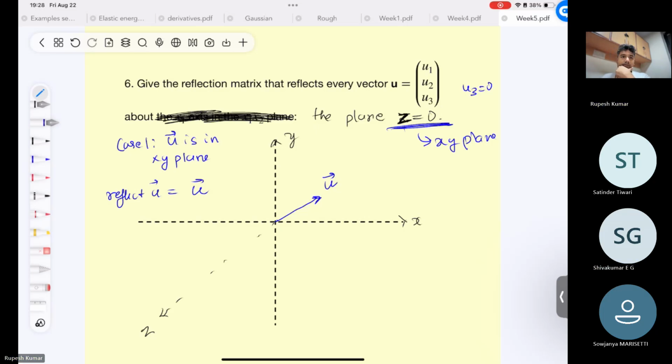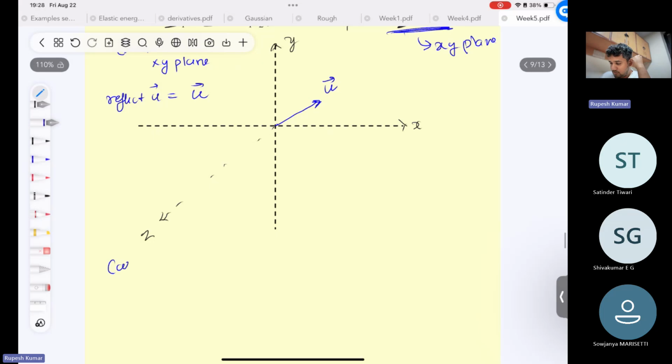No doubt. Fine. Now case 2: u3 not equal to 0. So u is in all three dimensions, in the XYZ space.